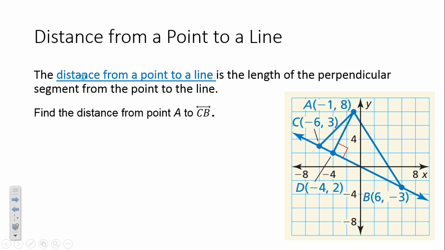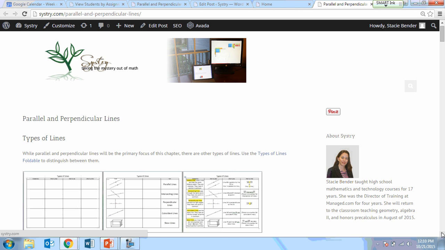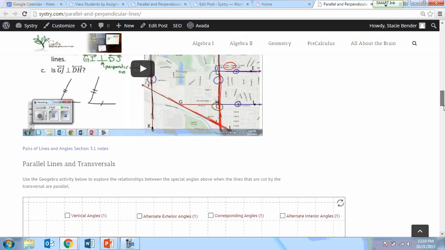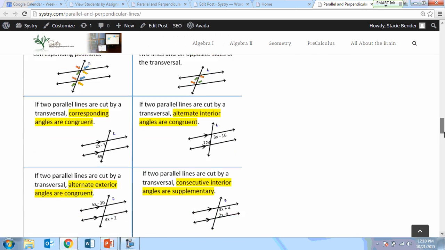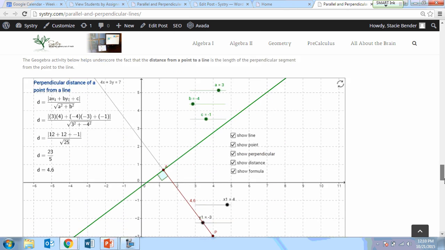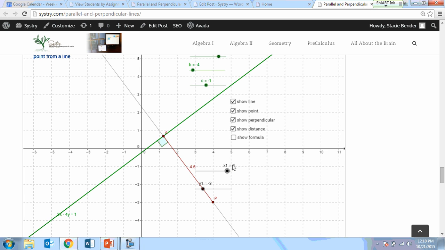If I go to my website, this chapter is parallel and perpendicular lines. And if we scroll down, we've done a lot so far. This is the GeoGebra applet that I want to show you. And we can hide some of this stuff. All right, so we have a point P here. And we have a line.